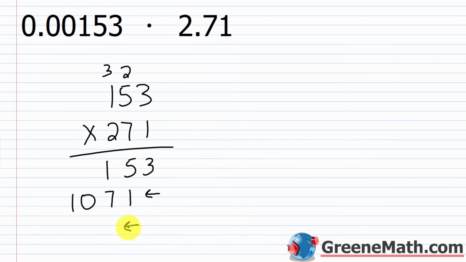And move over one more time. We're going to the hundreds place. 2 times 3 is 6. 2 times 5 is 10. 0 down, carry the 1. 2 times 1 is 2, plus 1 is 3.